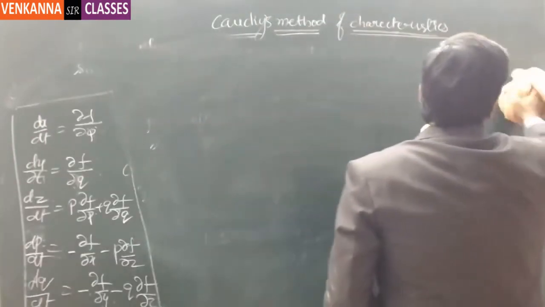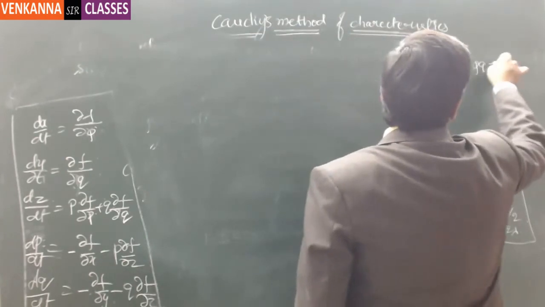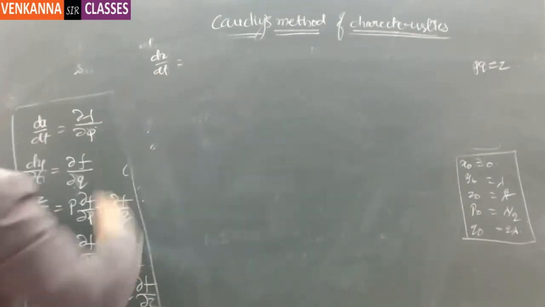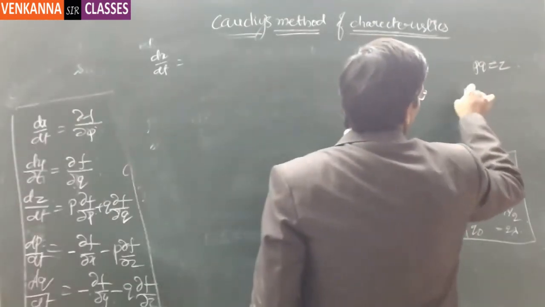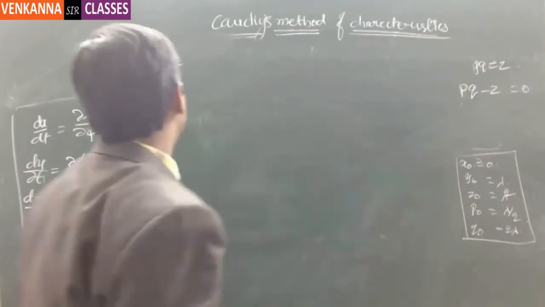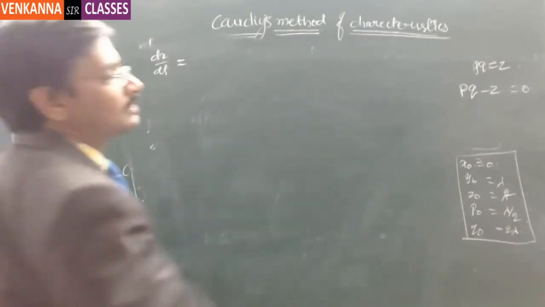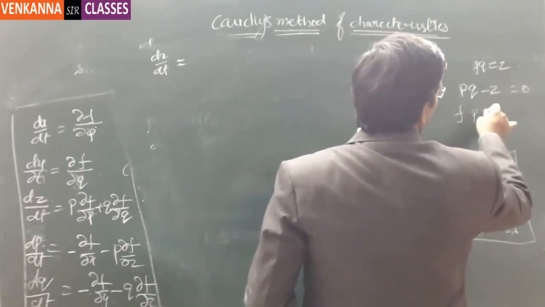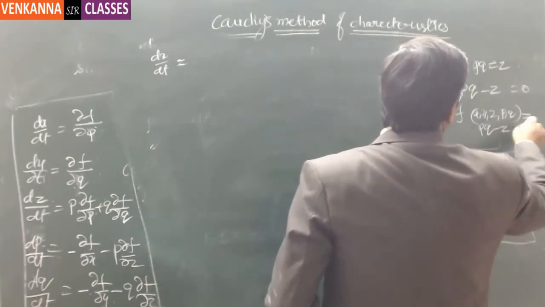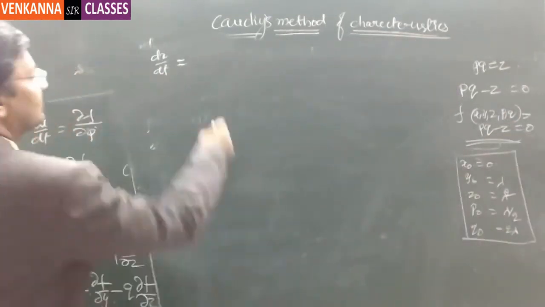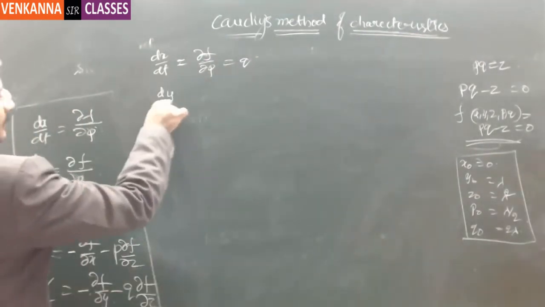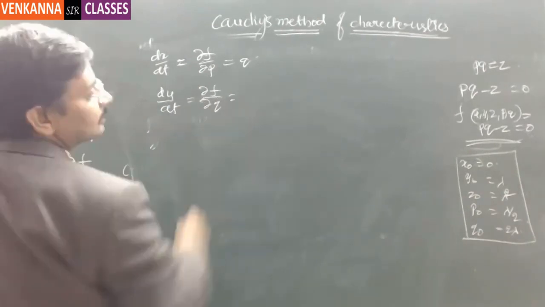Now the characteristic equations are, for the original equation PQ equal to Z which we need to solve: dx by dt is equal to dou f by dou p. Here this function is nothing but pq minus z equal to 0. So this is the function F of x comma y comma z comma p comma q, equal to pq minus z equal to 0. Now dou F by dou P is nothing but Q. Similarly, dy by dt is equal to dou F by dou Q, that is P.